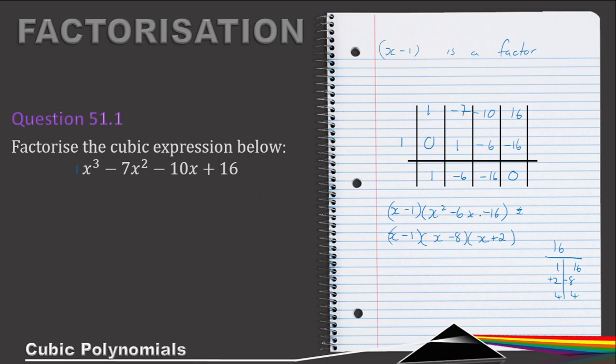Now just remember that the order of these factors doesn't matter. It's okay to write them in any order. Maybe you found another factor first. Maybe you found x equals minus 2 first, and then you use that factor as your factor, which is fine. You're still going to have the same answer.